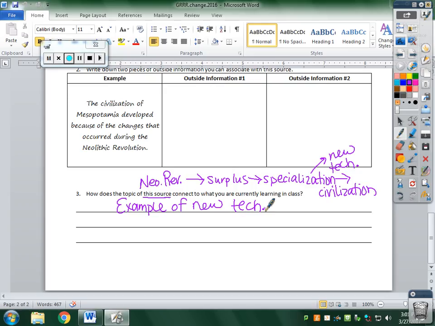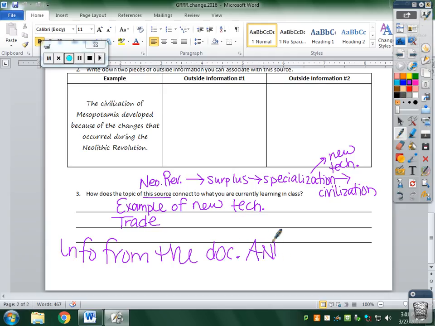You could also talk about trade. So we know that that surplus, it mentions merchants and the growth of trade. So if you're learning in class about a place that does a lot of trading, you can draw the connection there. What you need to make sure you do for this answer, please, is that you need to make sure you have info from the document and from class. Okay, you need both in order to show a connection. You can't just mention something about class. You have to explain how it connects in order to get full credit.